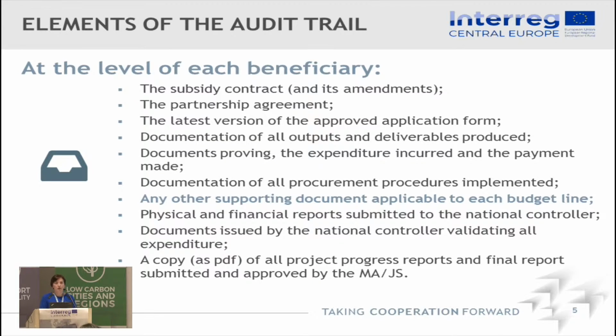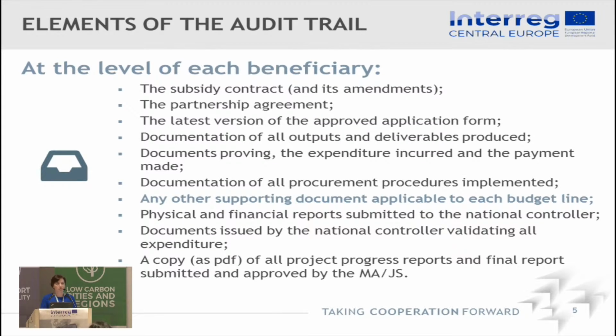Which documents are to be kept at the level of each partner? Of course, it is the subsidy contract. It is a document signed between the lead partner and the managing authority of the program, but it is important that the other partners also know all the provisions of this document and have it available in their institution. The second document is the partnership agreement, always the latest version of the application form with all the amendments. So every time you apply for some changes, you need to remember to keep the latest version, to present it in case of controls, and to also provide it to the national controllers.